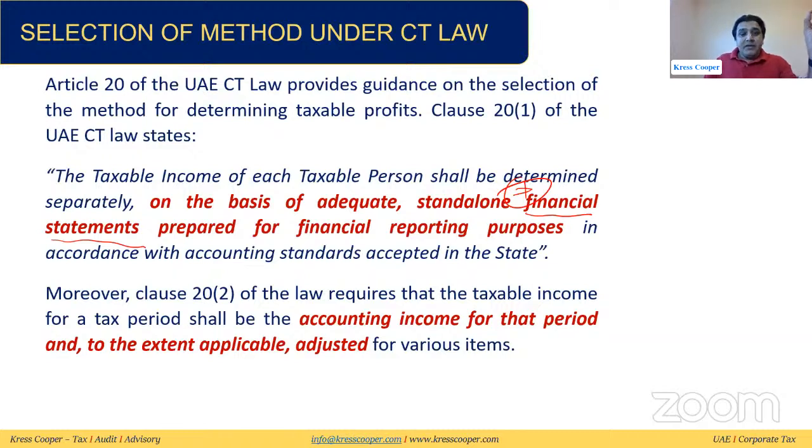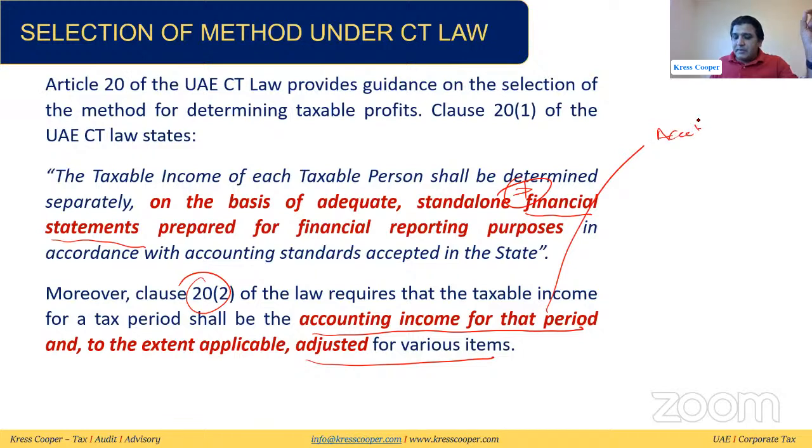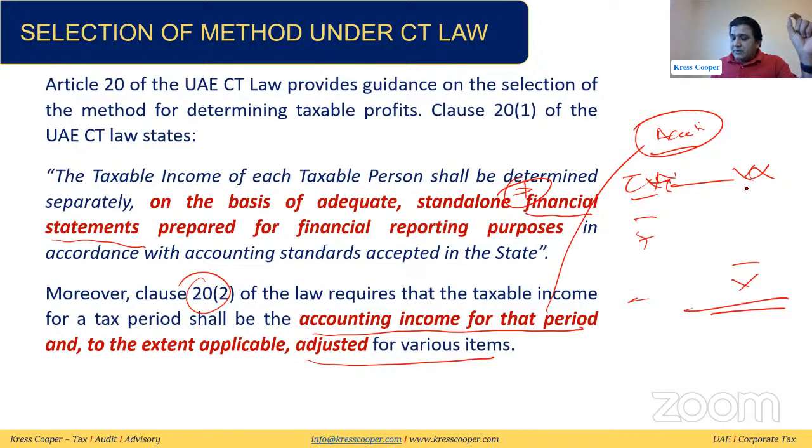From the financial statement, Article 22 of the law says taxable income for a tax period shall be the accounting income for that tax period, adjusted to the extent possible for the various items. So they are asking us to take the accounting profit, make adjustments, and arrive at the taxable income. What does this mean? This means the law is asking us to apply the indirect method of calculating taxable income.